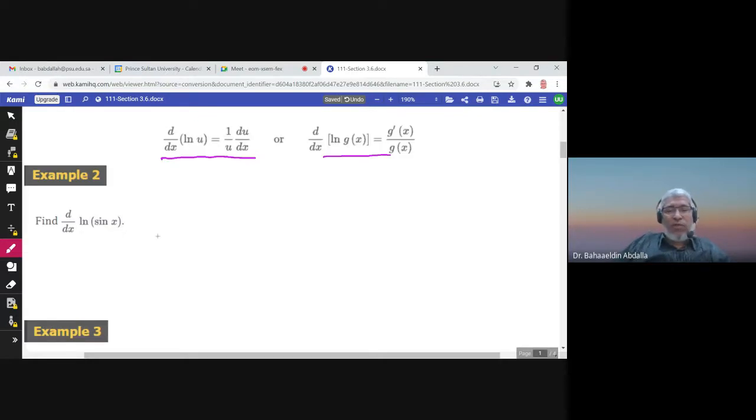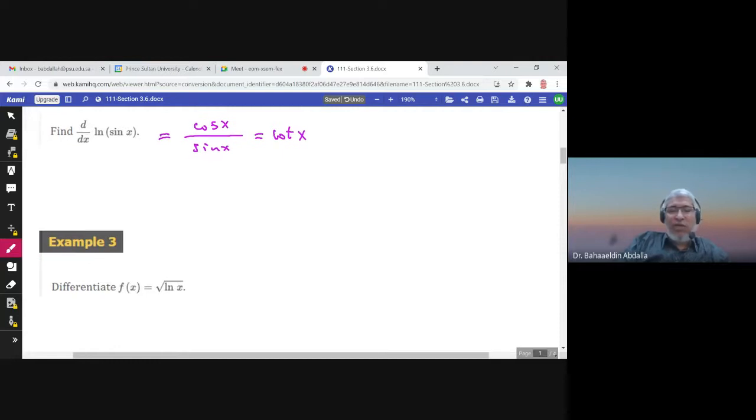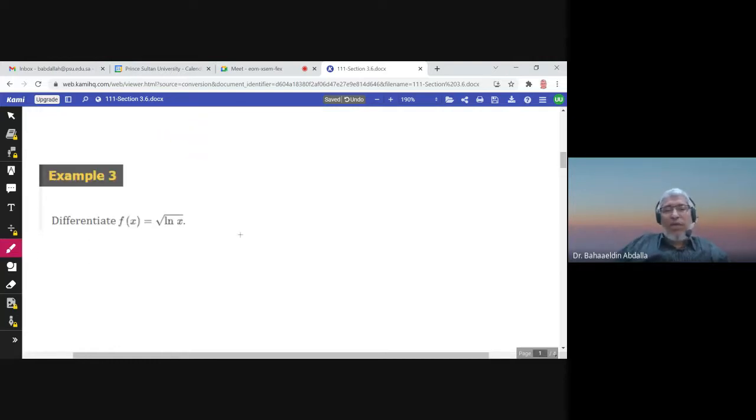So the derivative of this function would be 1 over sine x times the derivative of sine x, which is cosine x. You can leave it like this, or you can write it as cotan x, because cosine over sine is cotan.